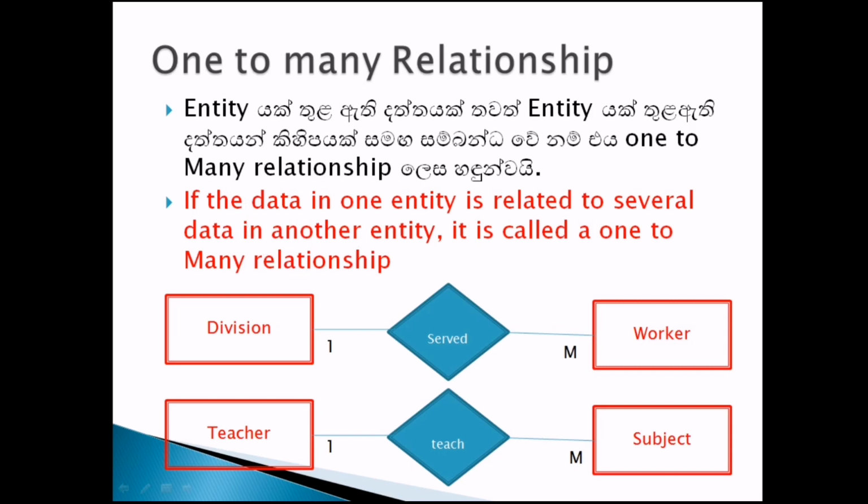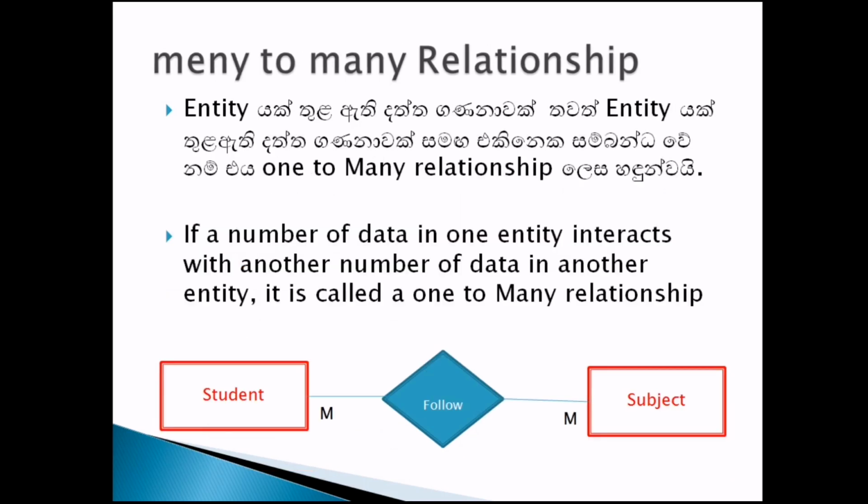In this slide, I am going to say about one-to-many relationship. If the data in one entity is related to several data in another entity, it is called a one-to-many relationship. This is a division entity. This is a worker entity. One division serves many workers. This is a teacher entity. This is a subject entity. One teacher teaches many subjects. That is called a one-to-many relationship.